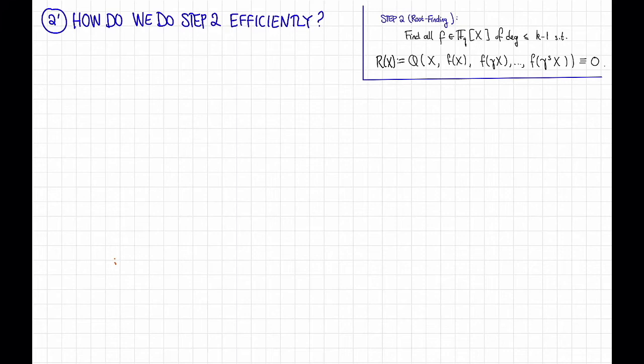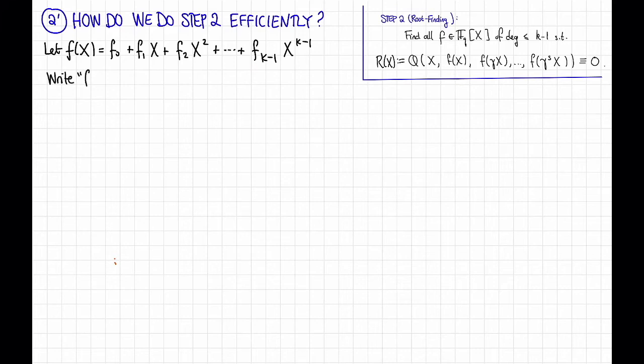In a bit more detail, suppose that we can write out f of x like this. So f has coefficients f0, f1, ... up to fk minus 1. Let's consider writing r of x is identically equal to 0 as a big system of linear equations in the fi's. So this statement, r of x is identically equal to 0, another way to say that is the constant term of r of x is equal to 0, and the coefficient on x in r of x is equal to 0, and the coefficient on x squared in r of x is equal to 0, and so on. So each one of those statements corresponds to a linear equation. Let's try to write down what those linear equations look like.